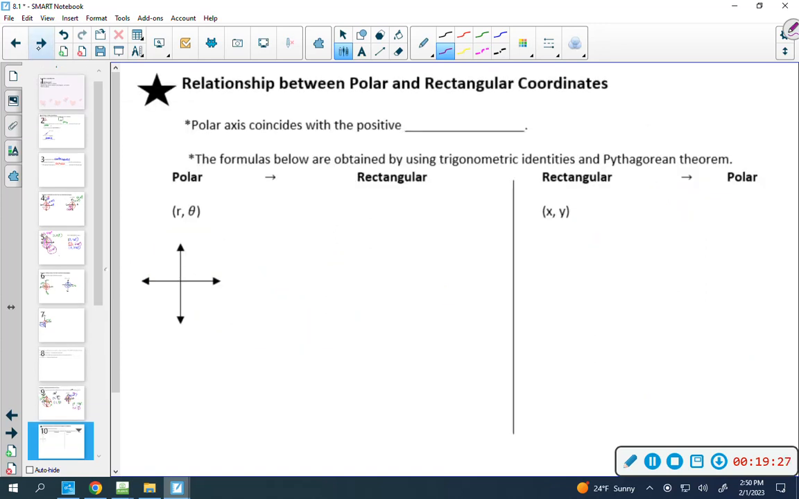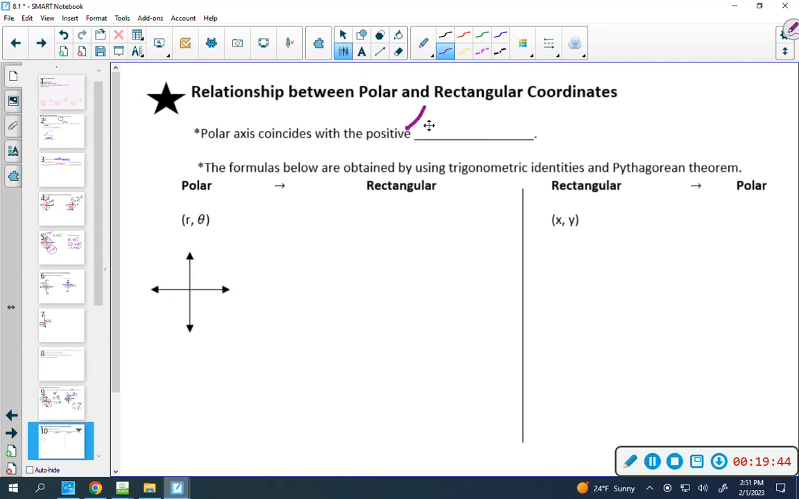All right, so how do we convert between the two forms? This is going to require a little Pythagorean theorem, a little SOHCAHTOA, and using your unit circle. So the polar axis corresponds with the positive x-axis. I'm going to try to write on your x-axis. That looks like child's handwriting, which is nice. Okay.